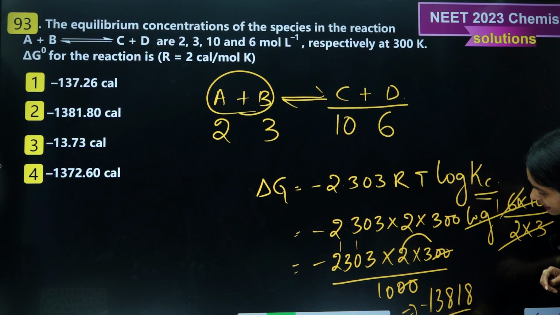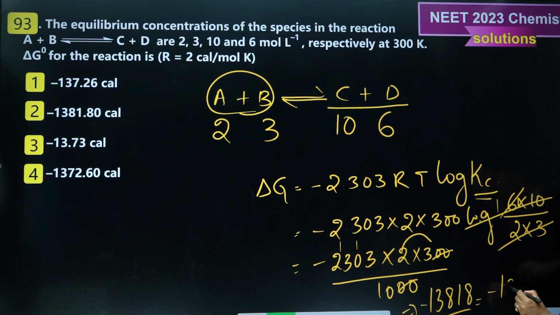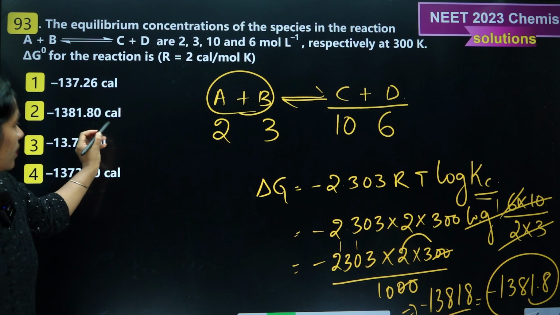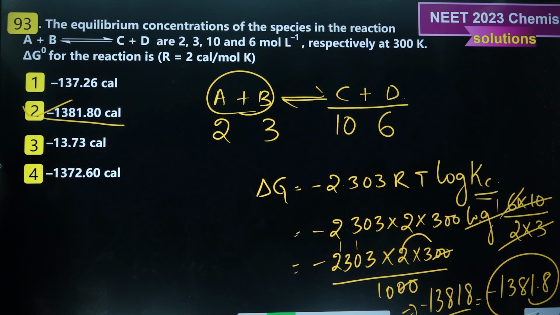So divided by 10 is there. So minus 1381.8, and in calories. So option number 2 is the correct answer.